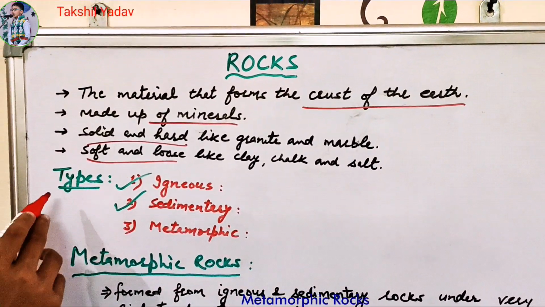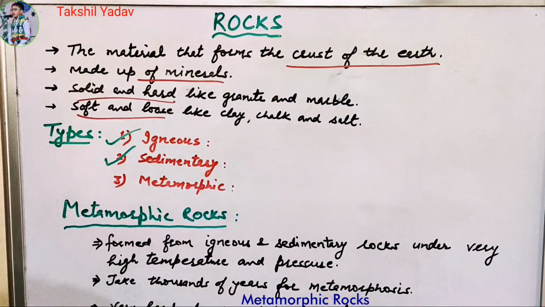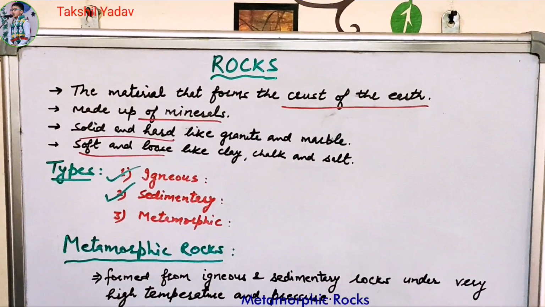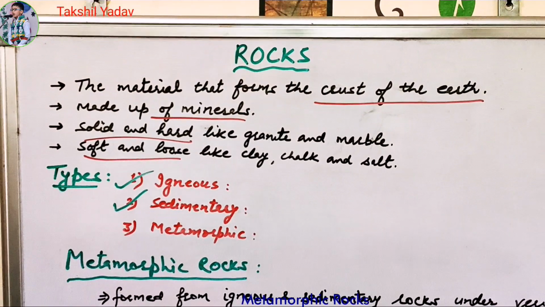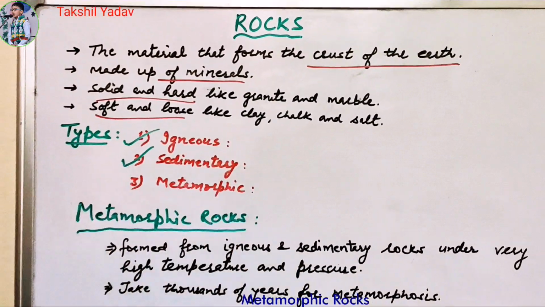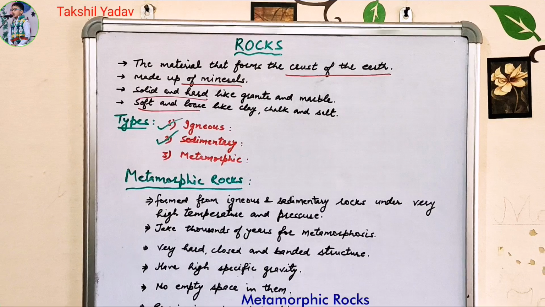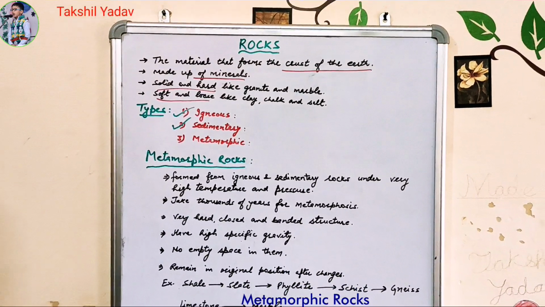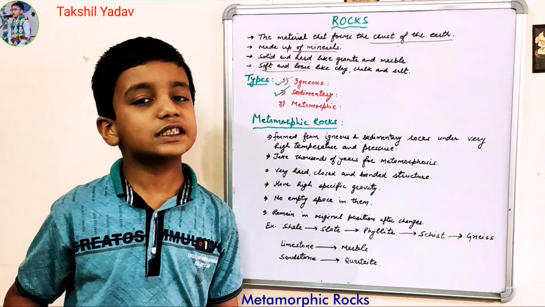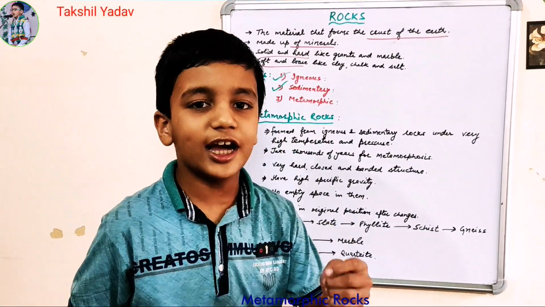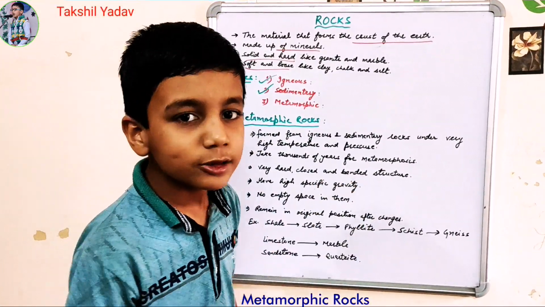Now, what were the types of rocks? The three types of rocks on the basis of their formation were: first was igneous rock, which we studied in part 1. Second was sedimentary rocks, which we studied in part 2. And the third one is metamorphic rocks, which we will study in part 3. That is today's lecture. So let's start.